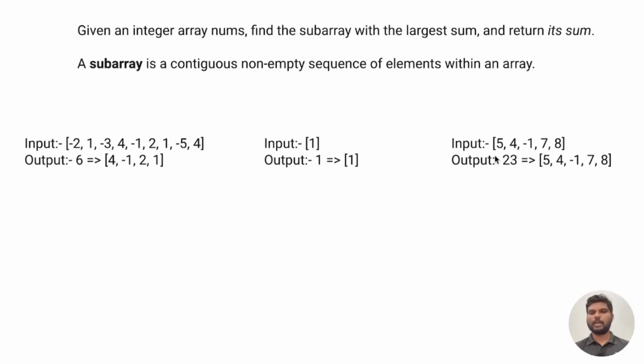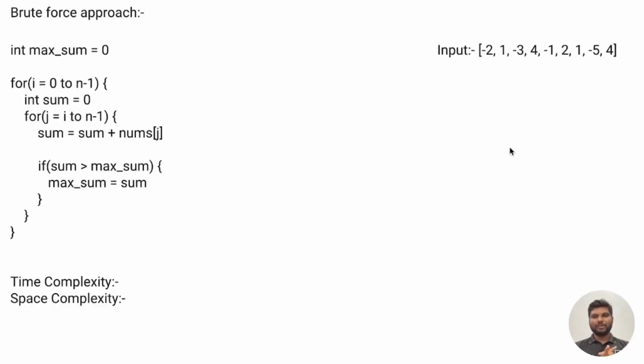Similarly, let's take an example of this array: 5, 4, -1, 7, 8. The subarray which has the maximum sum is this one, the entire array. So the entire array can also be a subarray of a particular array. Hope you are clear with the problem and some of its sample inputs and outputs. Now let's look at the first approach, which is the brute force approach for solving this problem.